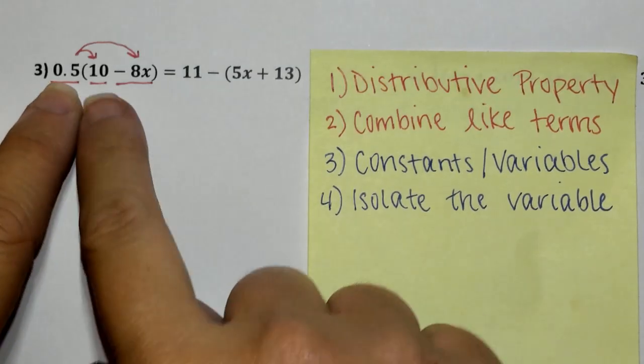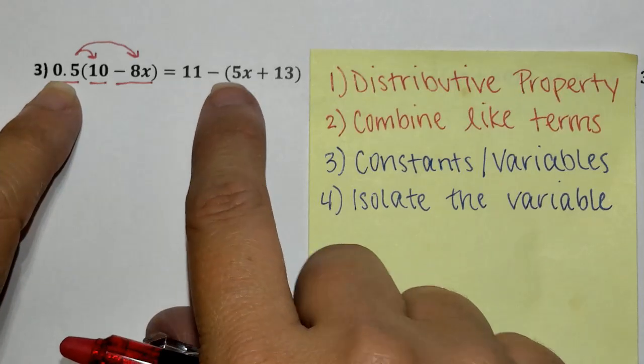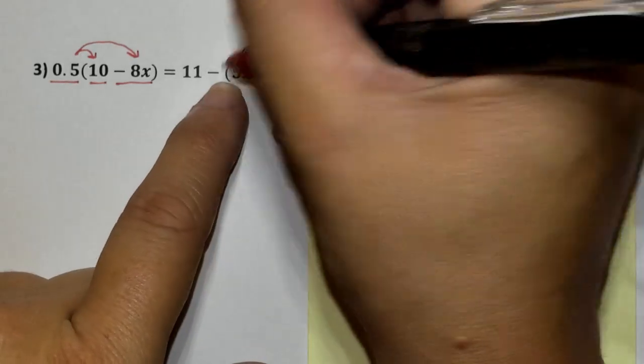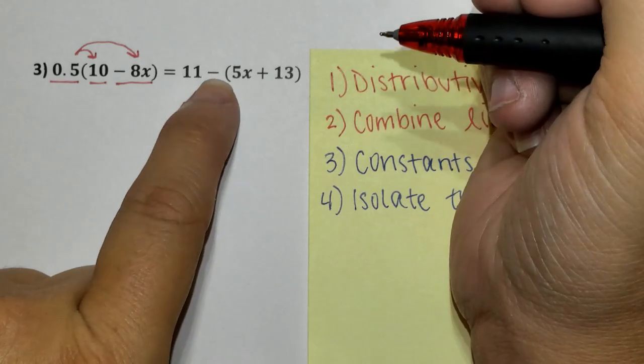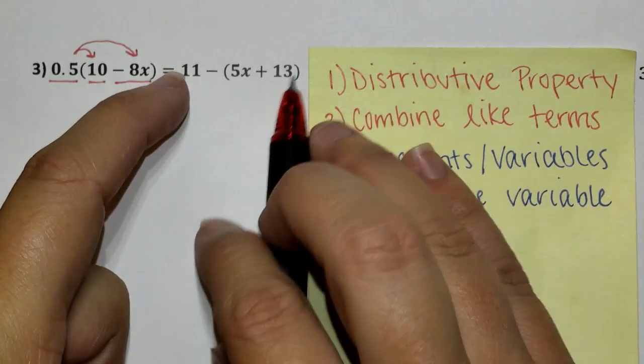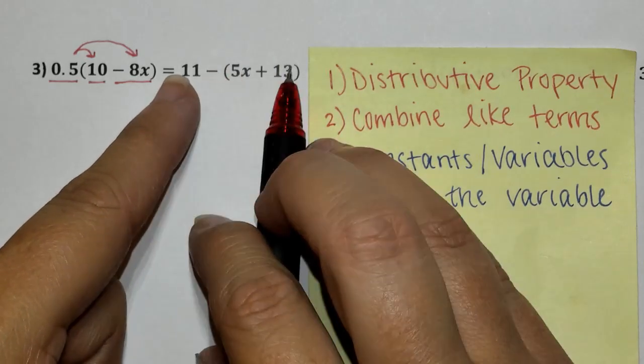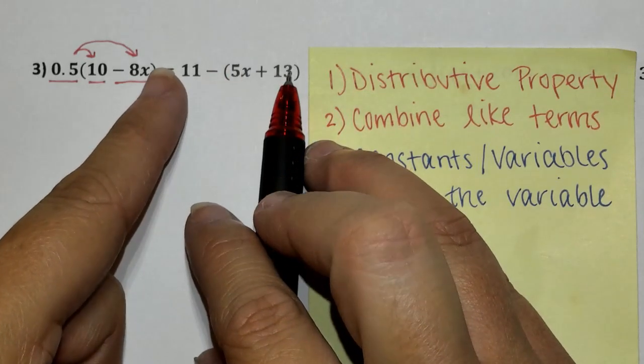The 0.5 is being multiplied by the parentheses. They're right next to each other. This is 11 minus the parentheses. So the invisible number here would be a 1. Okay, one way to look at this is we're distributing the negative sign, right? Because it's minus everything in the parentheses. So it would end up being minus 5x and minus a positive 13. So that's going to end up being a minus 13 as well.